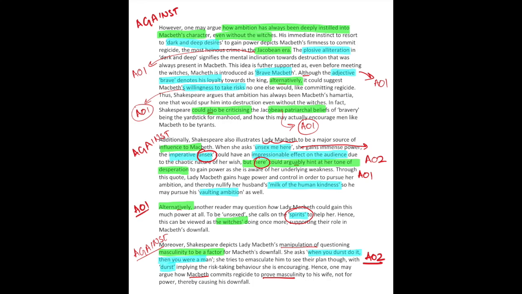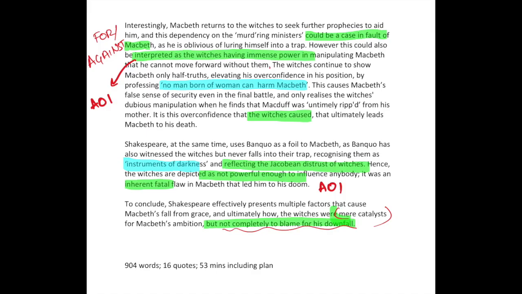Hence, one may argue how Macbeth commits regicide to prove masculinity to his wife, not for power, thereby causing his downfall. Interestingly, Macbeth returns to the witches to seek further prophecies to aid him, and this dependency on the murdering ministers could be a case in fault of Macbeth, as he is oblivious of luring himself into a trap. However, this could also be interpreted as the witches having immense power in manipulating Macbeth, so much so that he cannot move forward without them.